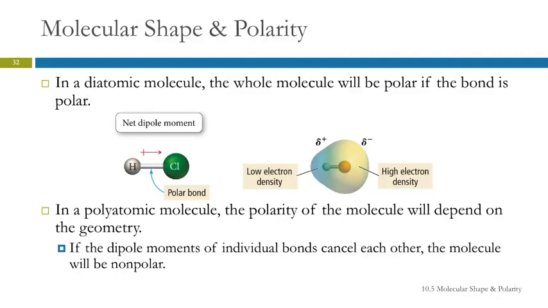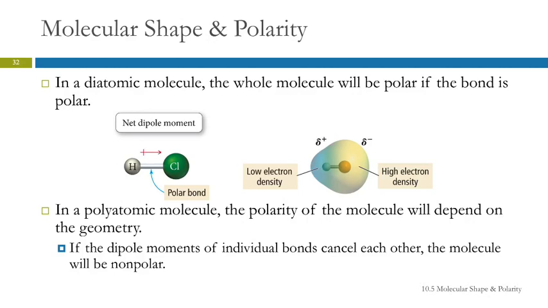So molecular shape and polarity. We've talked about what a polar bond is, where we have unequal sharing of electrons. So if you have a diatomic molecule with just two atoms, if the bond is polar, then the molecule is polar, right? Because one end will be more negative than the other. So here in a hydrogen chloride molecule, the chloride side is more negative, and the hydrogen side is more positive. And so we say it has a dipole, and it's a polar molecule.